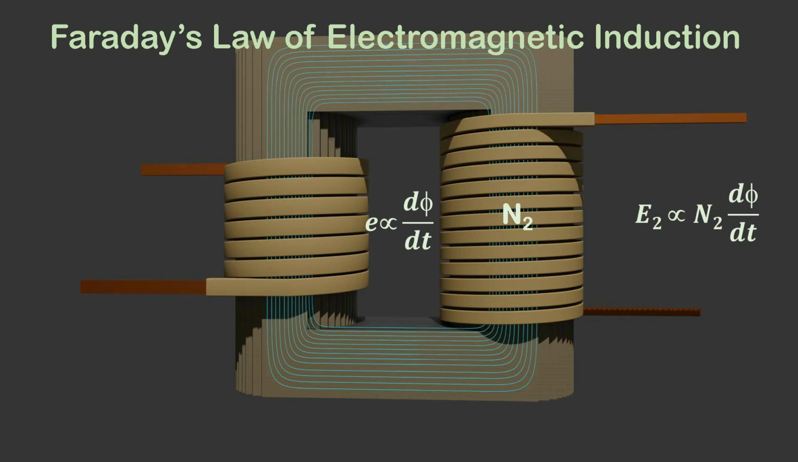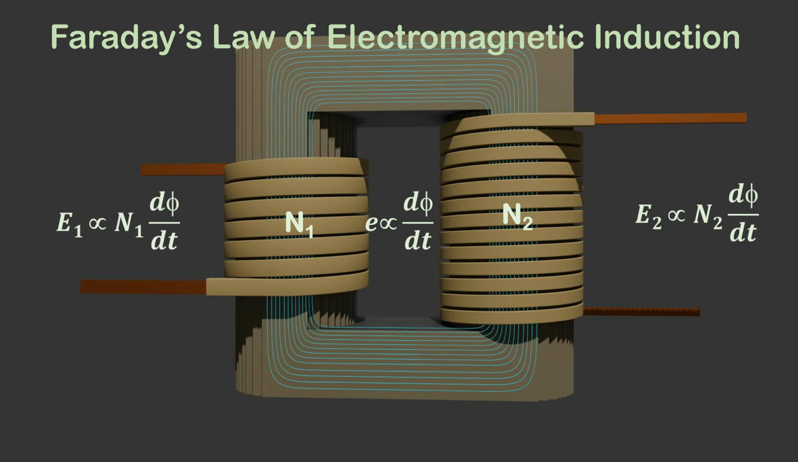We can observe that the same flux links with the primary winding too. Therefore, the same EMF is induced per turn in the primary winding. Since the same changing flux links both windings, the same rate of change of flux applies to both. If the number of turns in the primary winding is N1, the total induced EMF across it will be N1 times the EMF per turn. Capital E suffix 1 is proportional to N1 dφ/dt.